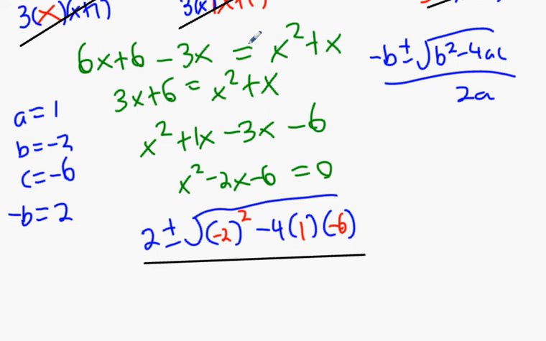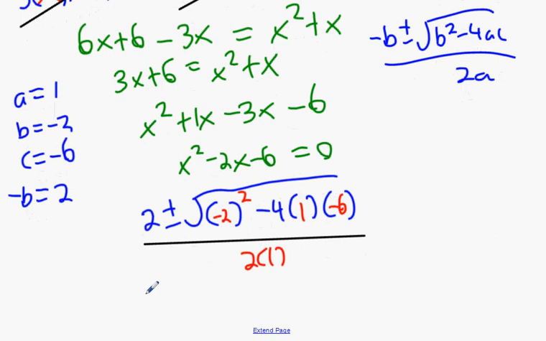Does anybody not get the 2 root 7 divided by 2 part? Does anybody need extra explanation there? I'll give it anyway. It's the same thing as 2x over 2. The 2's cancel, leaving the x behind. The 2's cancel, leaving the root 7 behind. And that's it.